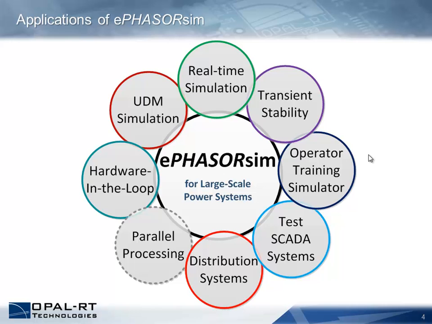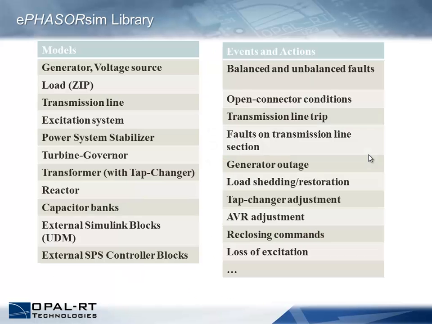Okay. So here's just a quick overview of the component library so far. We see here a number of components for ePHASORsim. We do have a few generator models, voltage source, ZIP model for loads, transmission line, excitation system, power stabilizer models, turbine governor, transformer, reactor, capacitor banks, and the possibility to develop your own models for now using Simulink blocks that you would interface with ePHASORsim.